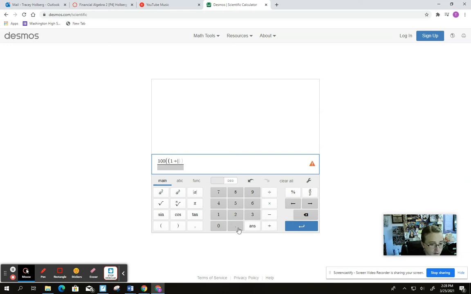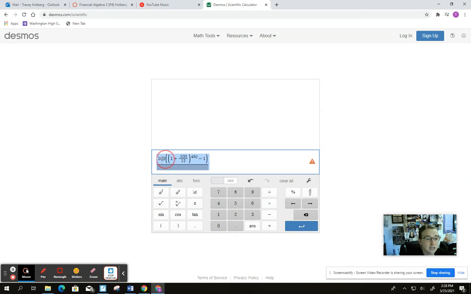1 plus 0.035 divided by 12, close parentheses, to the, now because this is Desmos, I should have done this ahead of time, I forgot. 12 times 40 is 480. If you do 12 times 40, it's not going to let you do it in the whole exponent. You got to do that ahead of time. So I'm sorry, I forgot that. 12 times 40 is 480. And then I have minus 1, close parentheses.